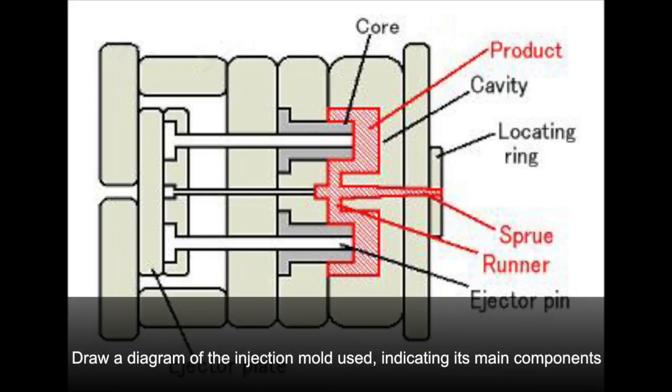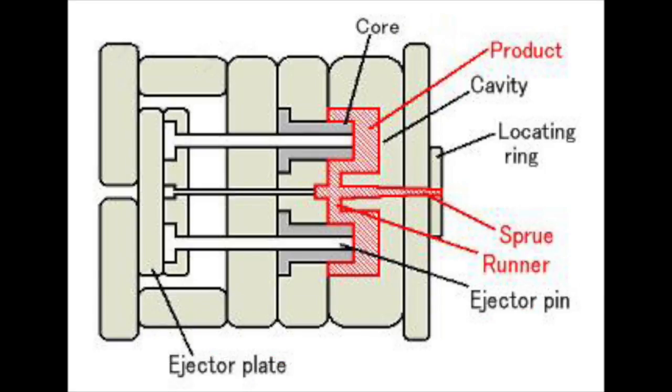Here we can see the main characteristics of our mold. The sprue is the part where the plastic is injected. The ejector plate is the part that holds the mold. The core is where the ejector pin makes the movement to take out the piece. And then our product is fine.